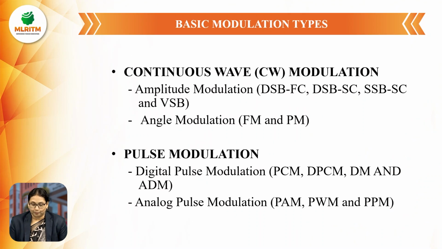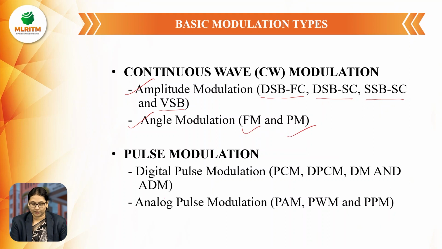Next, basic modulation types. So basically modulation is categorized into continuous wave modulation and pulse wave modulation. Again, continuous wave modulation is categorized into amplitude modulation and angle modulation. So amplitude modulation further divided into double sideband full carrier, double sideband suppressed carrier, single sideband suppressed carrier, and vestigial sideband. Next, angle modulation. Angle modulation is categorized into frequency modulation and phase modulation.